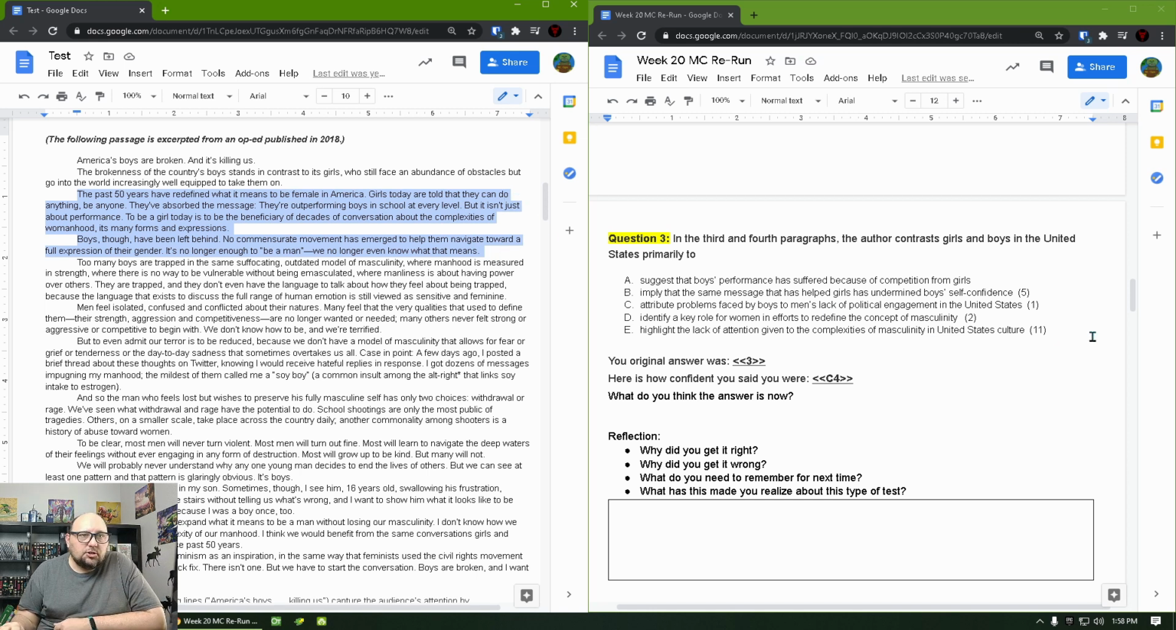One person put C, attribute the problems boys face to men's lack of political engagement in the United States. The closest to support for this is right here where it says no commensurate movement has emerged to help them navigate, where he is saying there isn't a movement, but there's nothing about this that says political. The word political has nothing to do with paragraphs 3 and 4. There's just nothing in there about that. And therefore, because of that word, C is wrong.